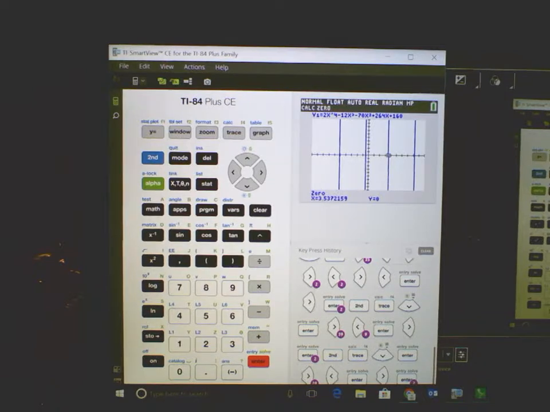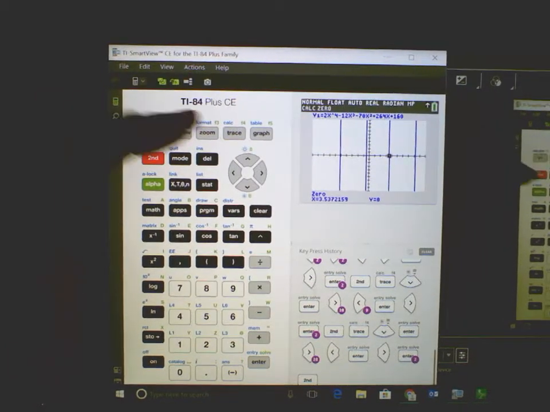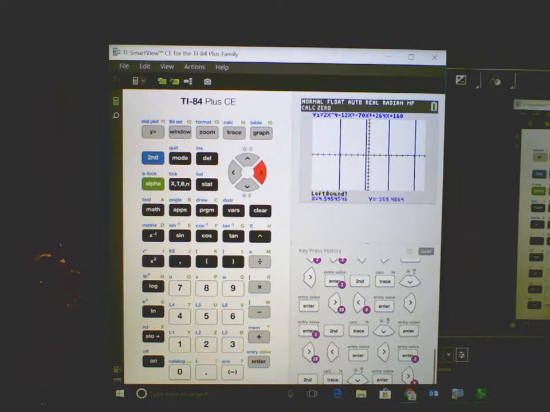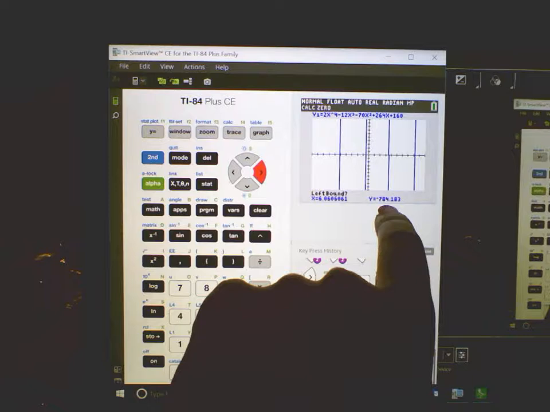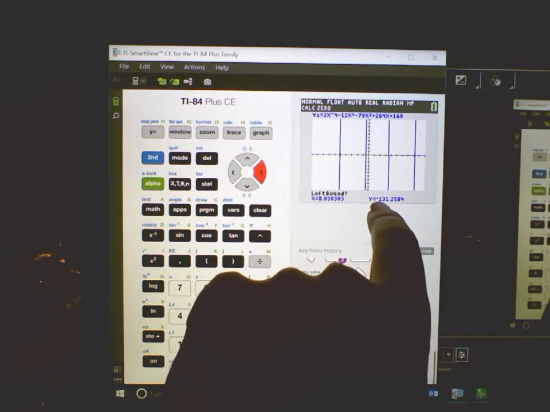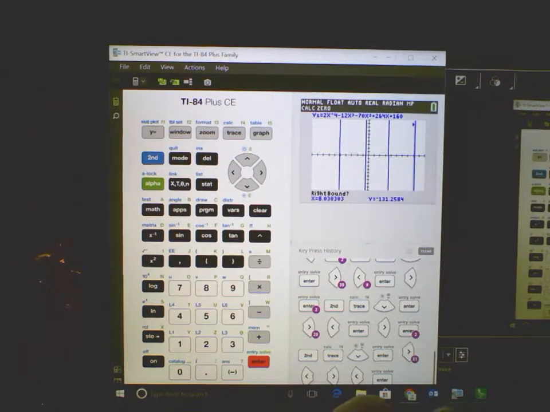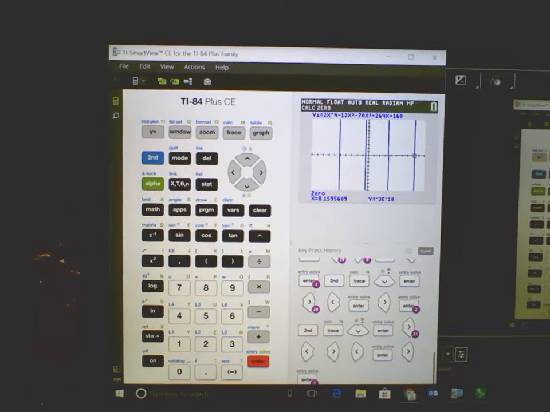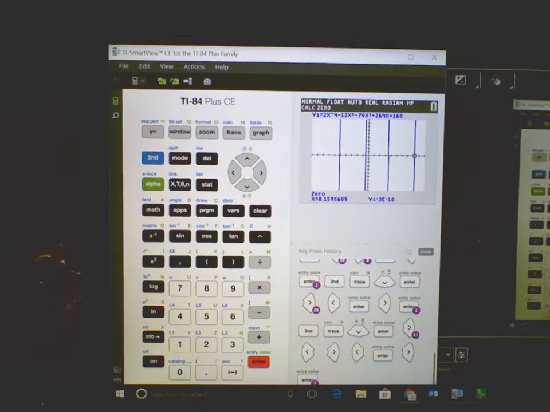And I have another 0 at x equals 3.537. And my final 0, second calc, 0. Now my y is going to be negative, turning positive. So it went from negative to positive here. So this would be my left bound. This is my right bound. Press enter. And x equals 8.16. So that is going to be all of my zeros.